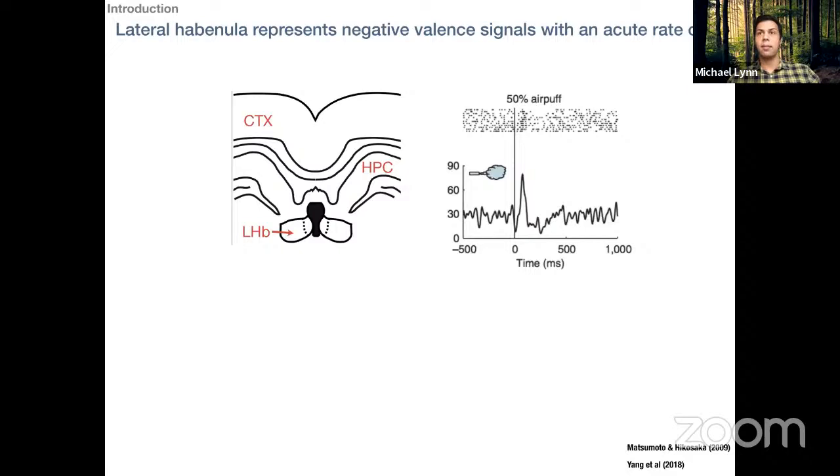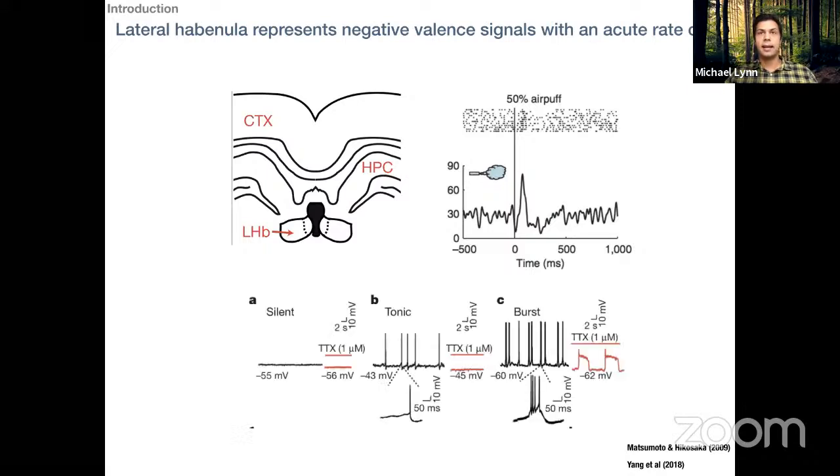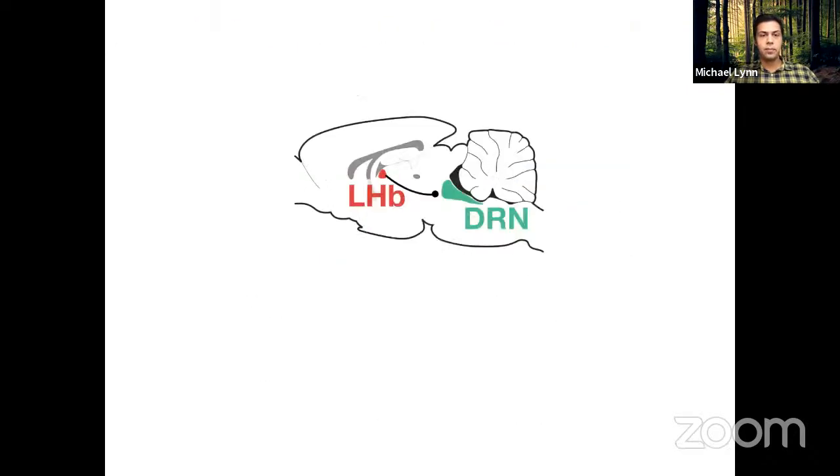This is some monkey work showing that an air puff can acutely increase firing rate, and these are graded responses. Depending on the strength of the negative valence signal you give, there's a graded response in the habenula. This is just some more work showing that these neurons can burst very strongly. So we're really interested in dissecting this whole pathway and figuring out its involvement in mood processing and depression.